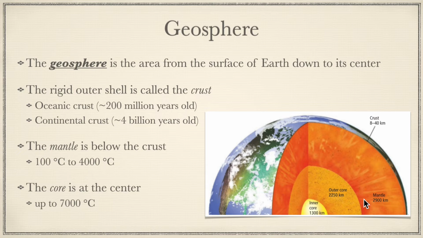Then you have the core, which is at the center. You have temperatures up to 7,000 degrees Celsius there. But you actually have the outer core, which is about 2,250 kilometers thick, and then the inner core, which is about 1,300 kilometers. Now, the inner core is solid. The outer core is liquid.